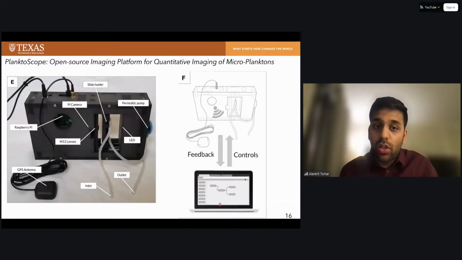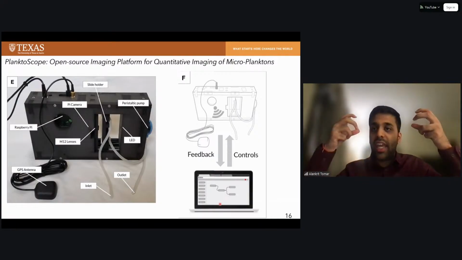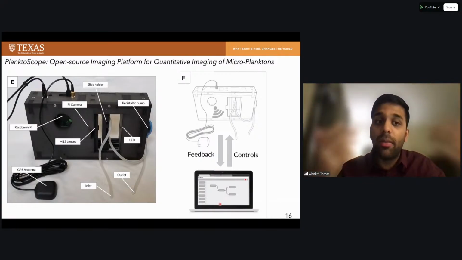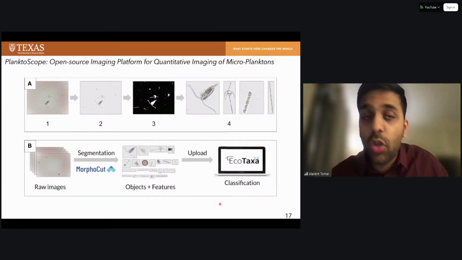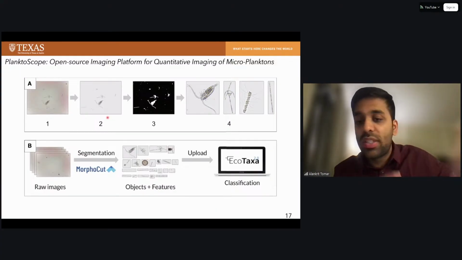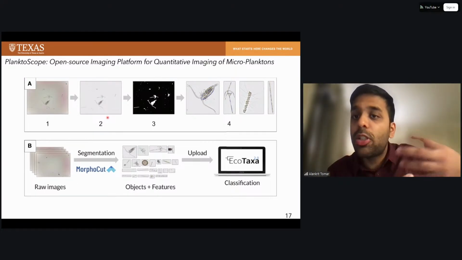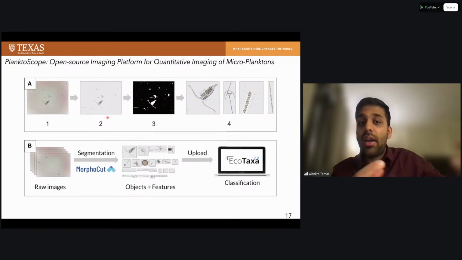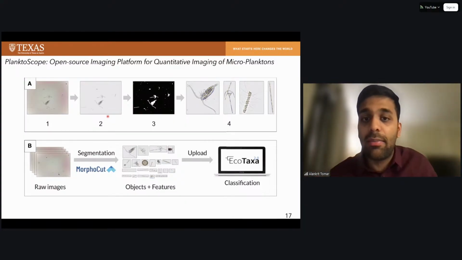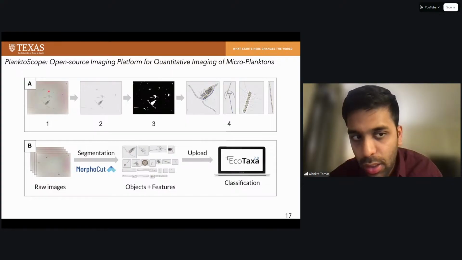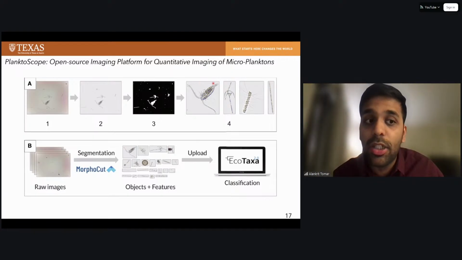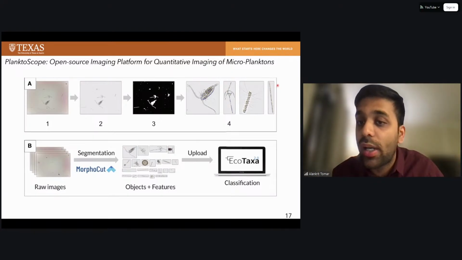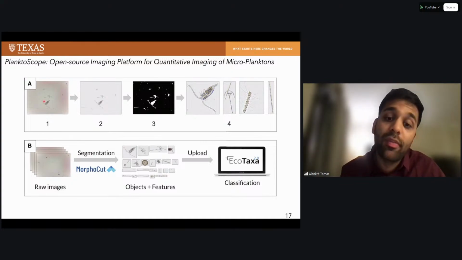This is an advanced version of the same thing, and this is what it looks like in a very nice and refined product. So once you get images out of this device called the planktoscope, then you will be able to use some image processing techniques to extract the organisms from these images. So you can see that, in image one, they just get some images, they run some processing, and then they're able to identify the individual organisms in this large picture that they have.